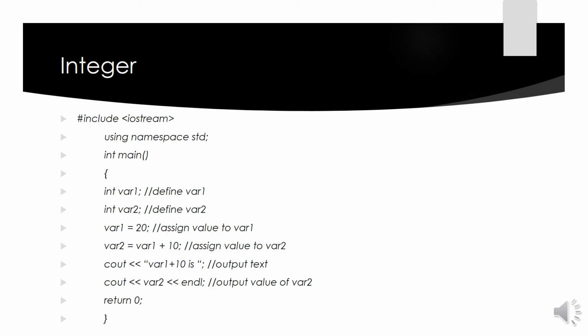In the second program line shown here, the plus sign adds the value of var1 and 10, in which 10 is another constant. The result of this addition is then assigned to var2.